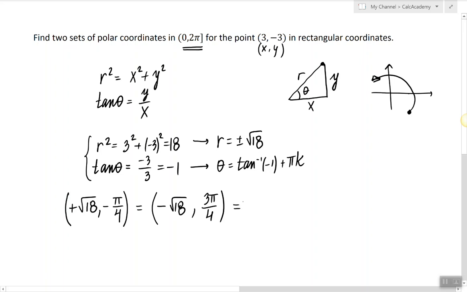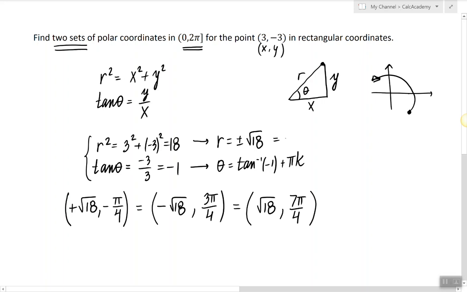And since the problem is asking for two sets of polar coordinates that satisfy such condition, I'm going to add another pi to 3 pi over 4, which will give us 7 pi over 4, and then I will have to multiply by negative 1 again. So I get square root of 18.